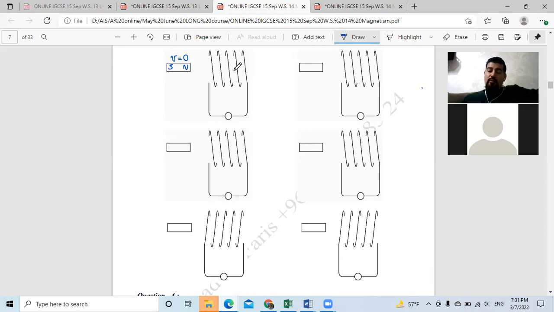So will there be an induced EMF? Shukran, Adham. No, there will be no induced EMF. So how much will the reading of this voltmeter or this ammeter be? It will be zero. Excellent. It will be what? Zero.